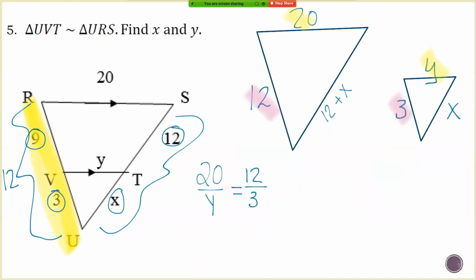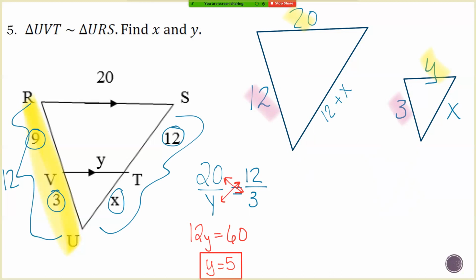So here we just have a proportion. Proportions are best solved by cross multiplying. So I'm going to multiply 12 times Y to get 12Y. And when I cross multiply the other direction, I'm taking 3 times 20, which is 60. Divide both sides by 12, and you get a Y value of 5. That is one of my answers.